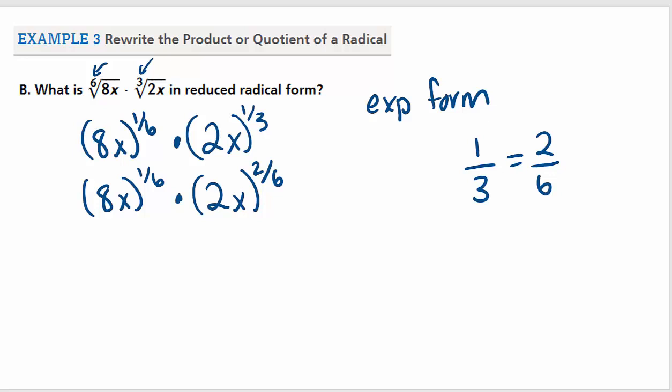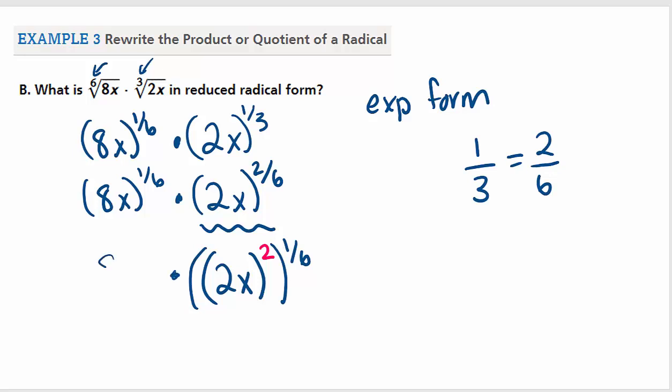So what I'm going to do is create a power to a power rule on the second term. So I'm going to take the 2x and raise it to a 2, and then that entire thing is raised to the 1/6. If I was going to multiply these exponents together, we would end up with 2 times 1/6, which is the same as 1/3. So all we've done is modify the question.